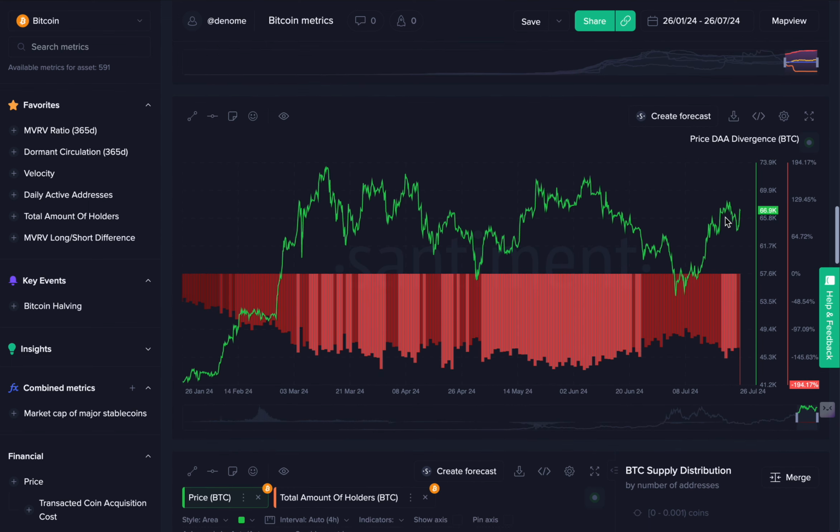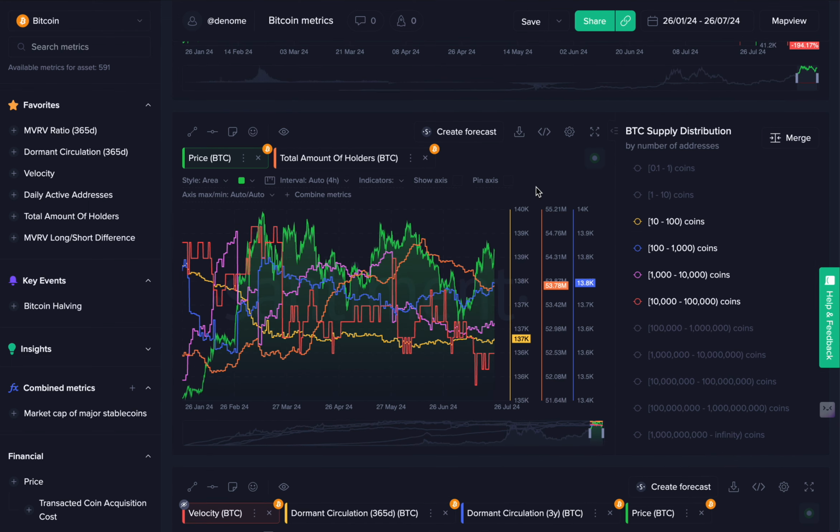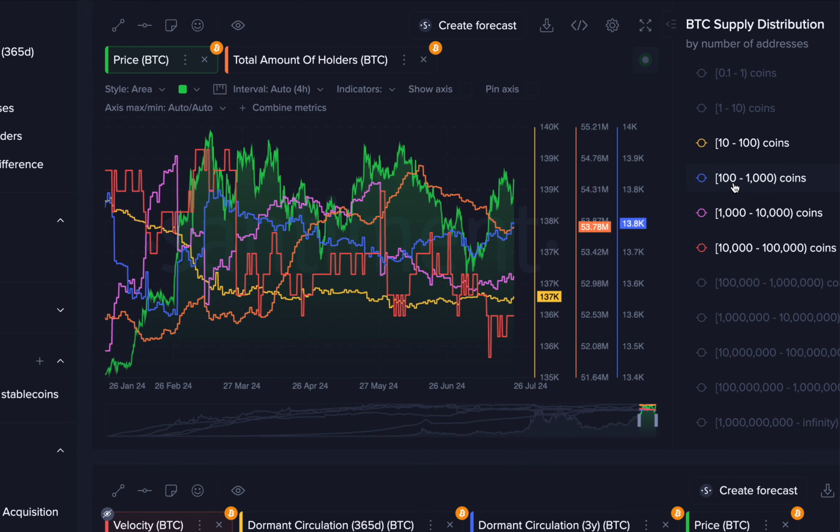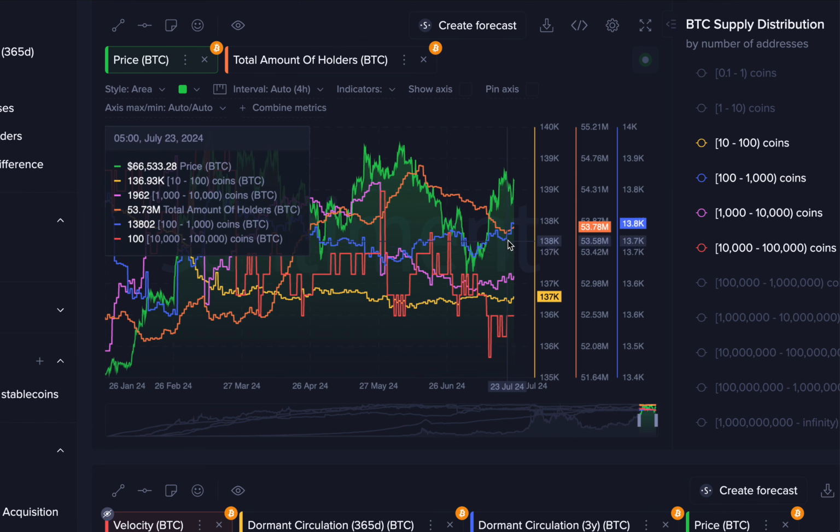Next up, and this is quite interesting, when we take a look at the different Bitcoin holders, you can see that retail investors have started to buy Bitcoin again, this orange line here, and then we have the blue line, which signals that wallet sizes which have 100 to 1000 Bitcoins inside them have now increased.